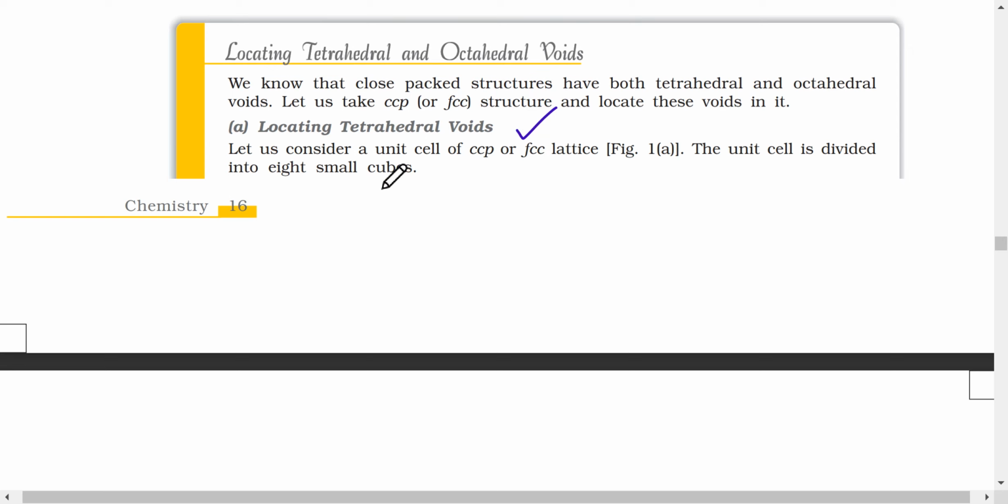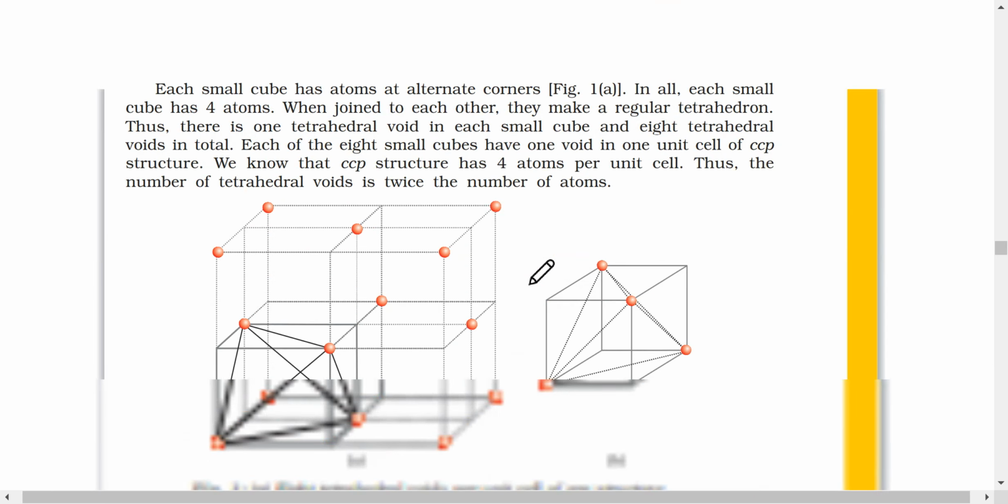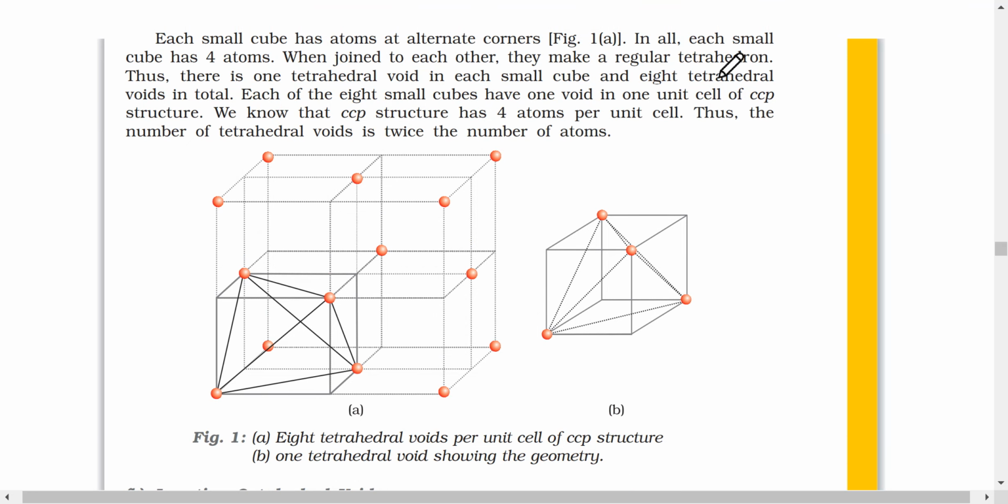Tetrahedral. Let us consider unit cell. The unit cell is divided into 8 small cubes. ठीक? Each small cube has atoms at alternate corners. In all, each small cube has 4 atoms. When joined to each other, they make a regular tetrahedron. Thus, there's one tetrahedral void in each small cube and 8 tetrahedral voids in total.